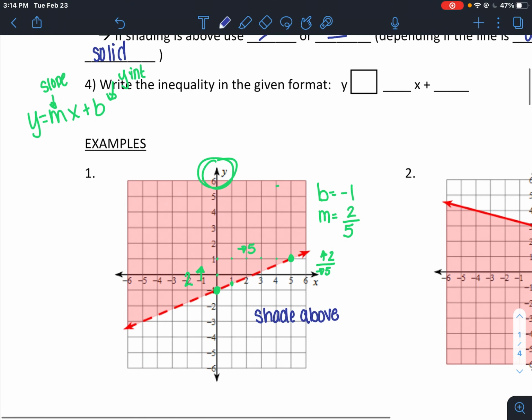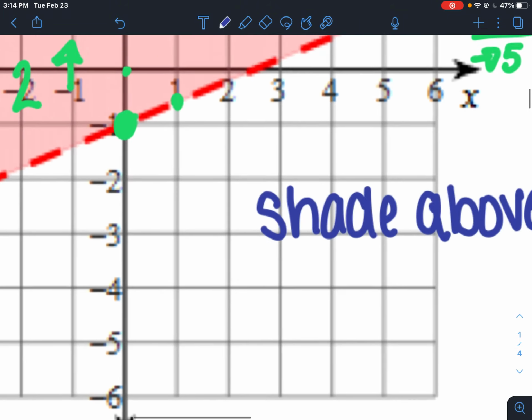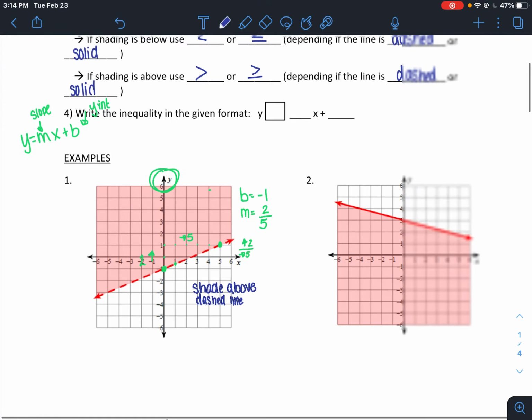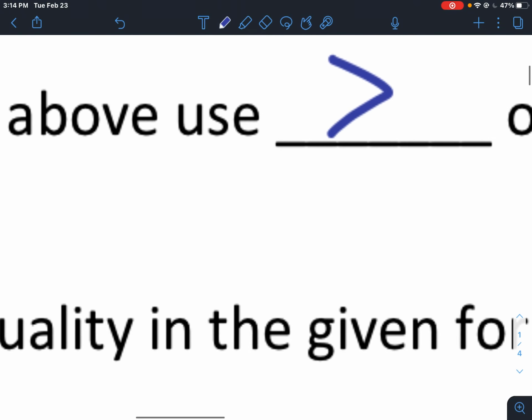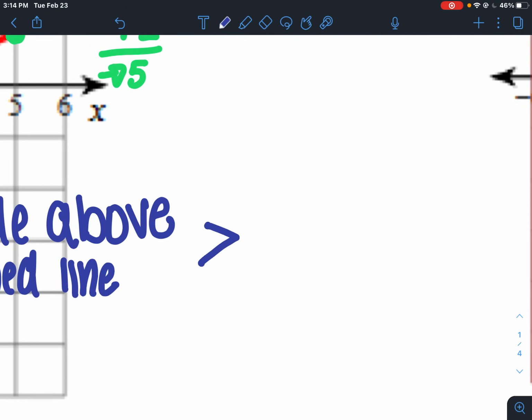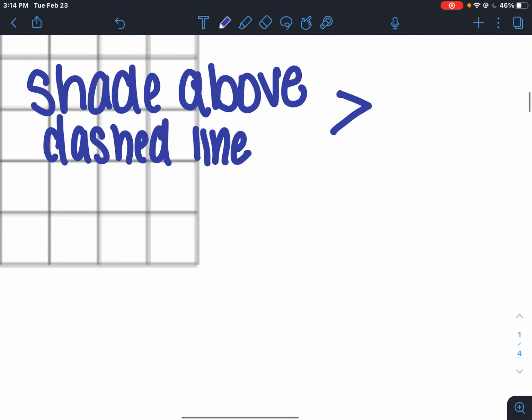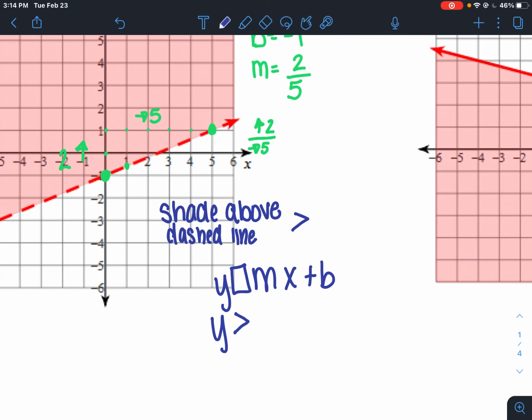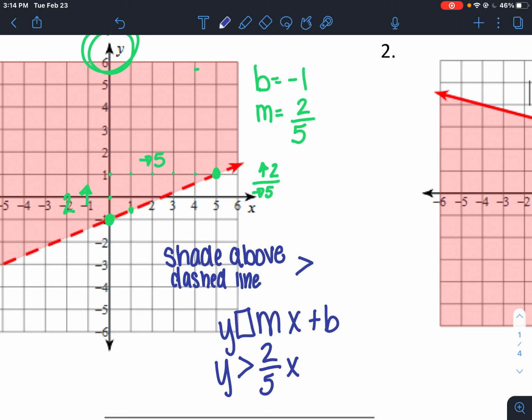Okay, so let's go back. Is our line dashed or solid? Our line is dashed, so we'll write down dashed line. Dashed line and shaded above is this symbol right here, greater than. So my symbol is greater than. Now, from there, we'll use the y and then my symbol, mx plus b. So y, greater than, m, which we said was 2/5, x plus my y-intercept, so -1.